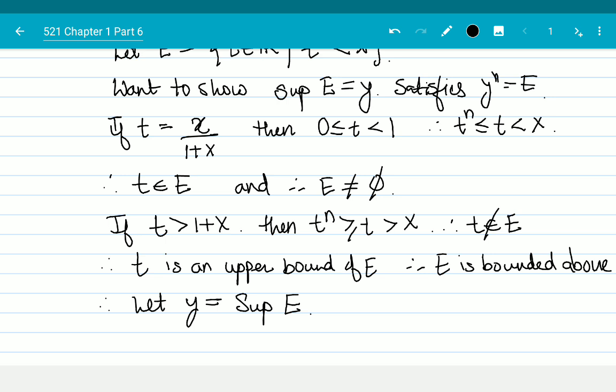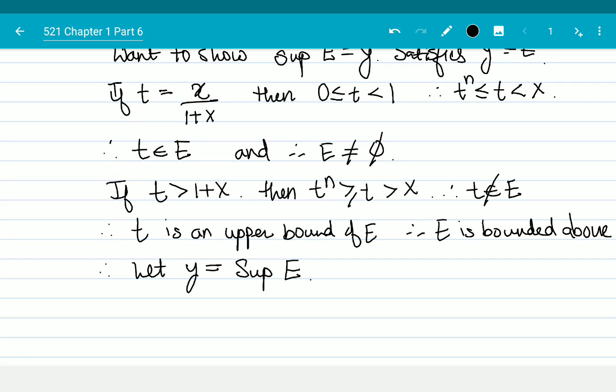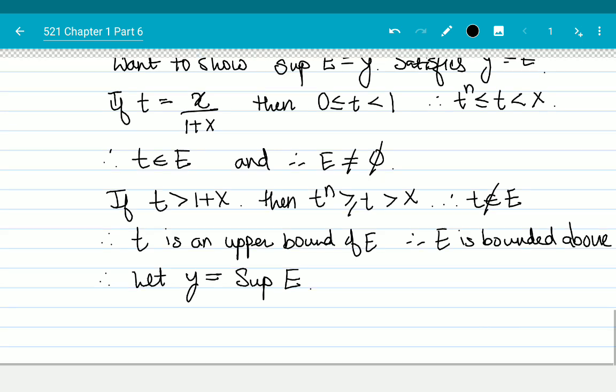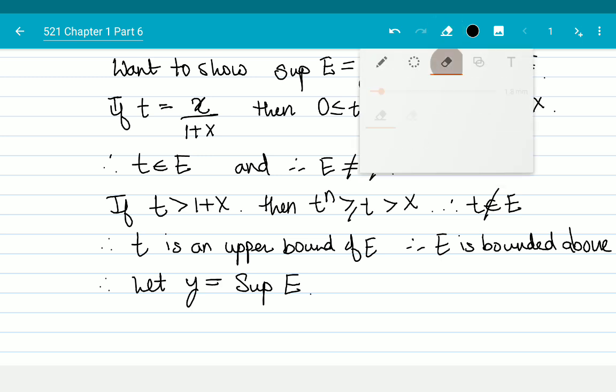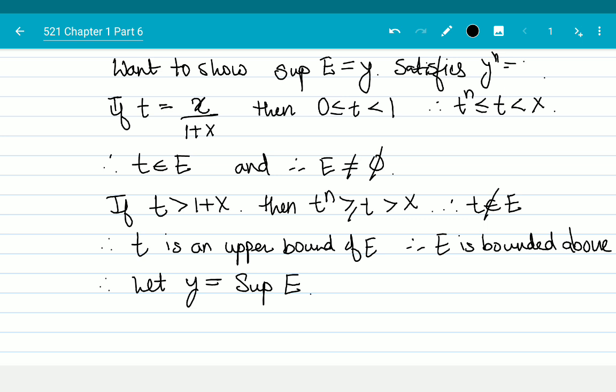Then the part that is left now to show is that Y to the N is equal to X, not E, this should be X. We still need to show that Y to the N is equal to X. The way we are going to show it is that Y to the N greater than X and Y to the N smaller than X both lead to a contradiction.